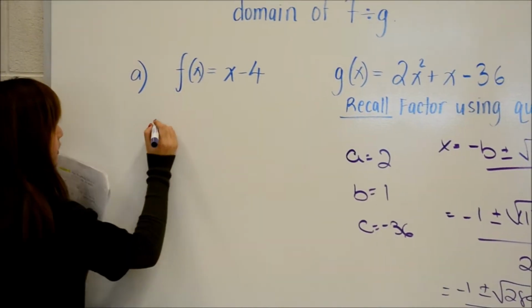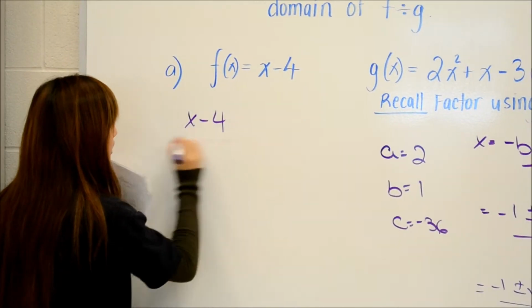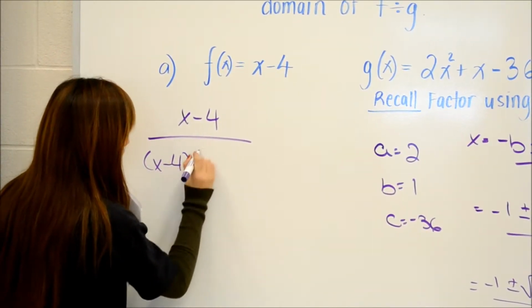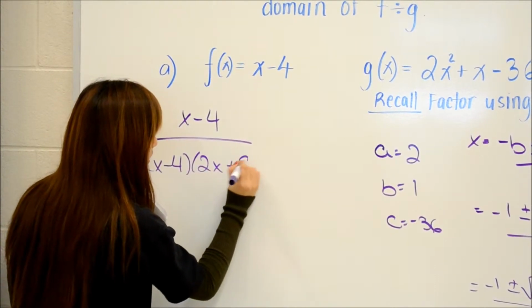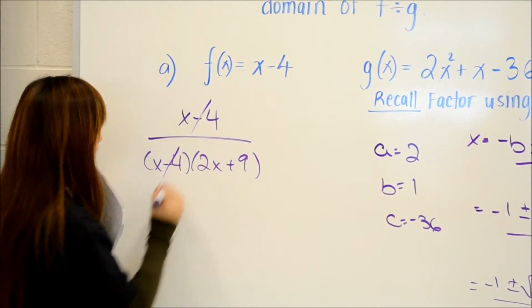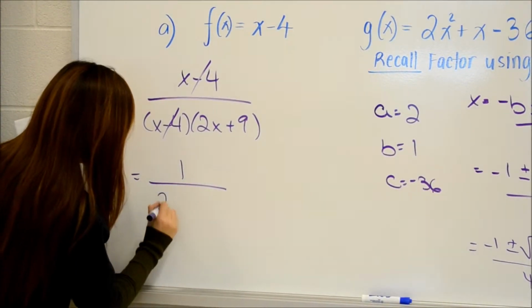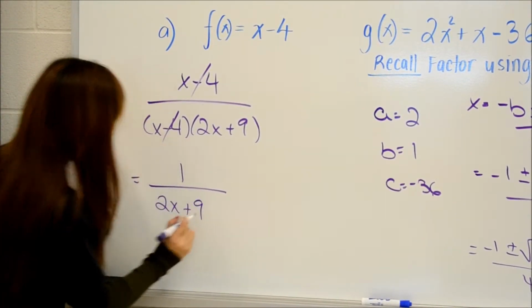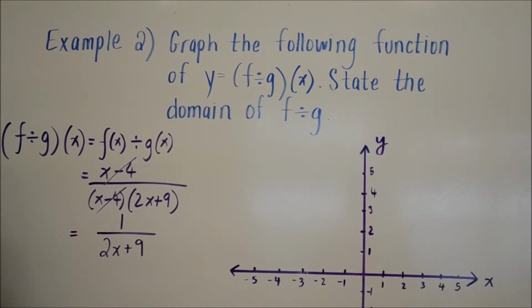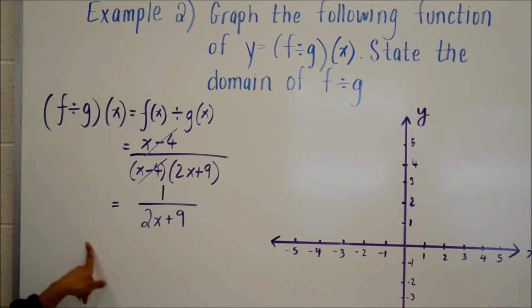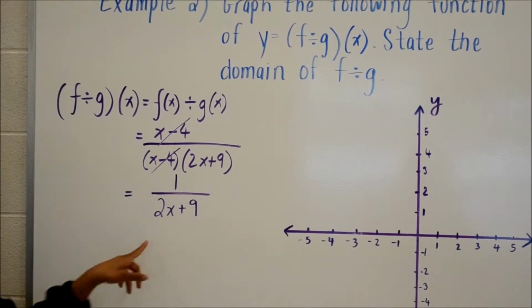So our f of x is x minus 4, and our g of x equals x minus 4 times 2x plus 9. Since these two are the same, they cross out, and we're left with 1 over 2x plus 9. So the first thing we're going to do is state the restriction in the domain of our function. So we have the function of f divided by g, which is equal to 1 over 2x plus 9.